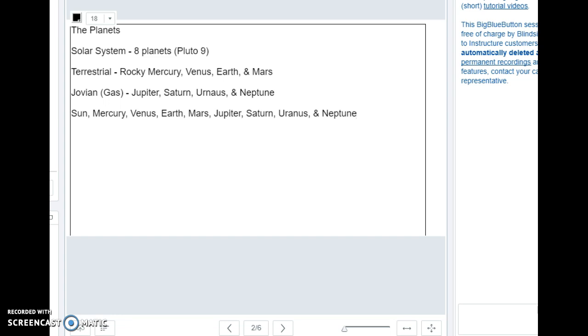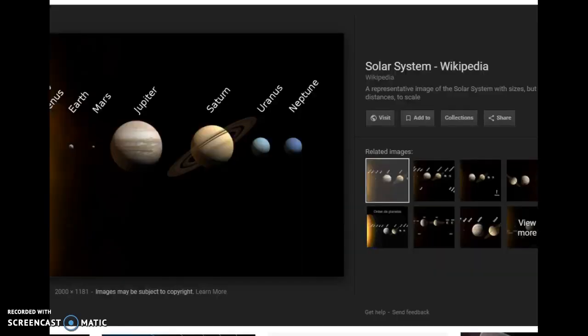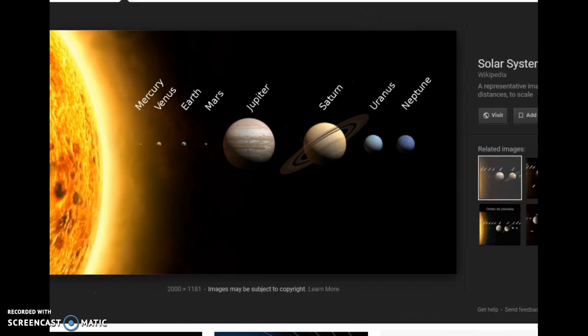Alright, so be sure that you can name these planets in order. And let me just show you here a comparison, a side by side. I like to pull up Google Images from time to time, but be sure that you can name these planets in order. So Sun, Mercury, Venus, Earth, Mars, Jupiter, Saturn, Uranus, and then Neptune.